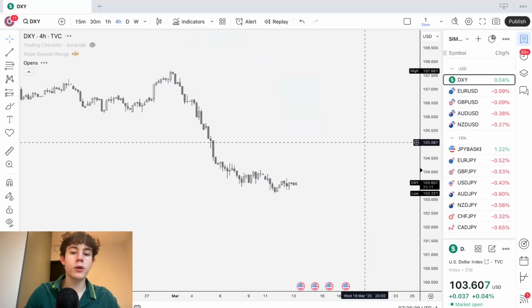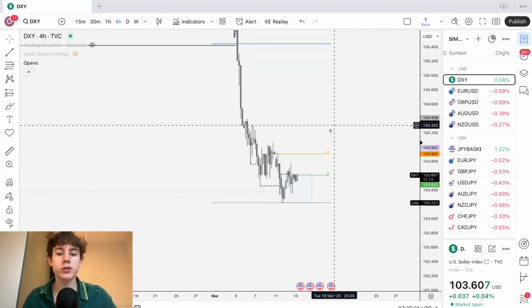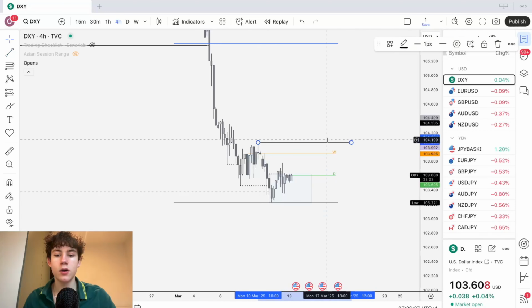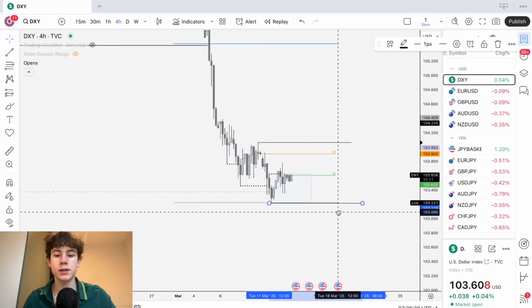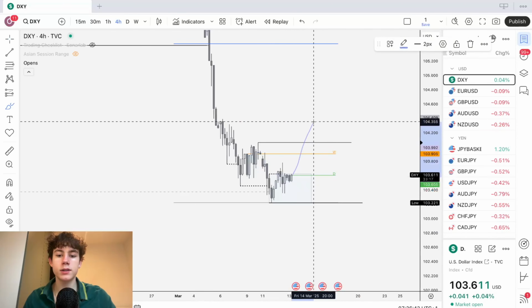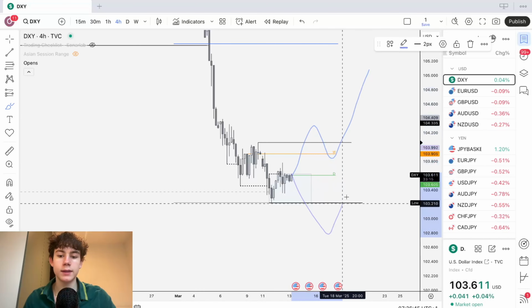Going over to the 4 hour, there is nothing much to watch, because I'm still waiting for a daily fractal, which is this high, or a daily fractal low, which is this low, to get broken. So on the 4 hour, it's the same like this.